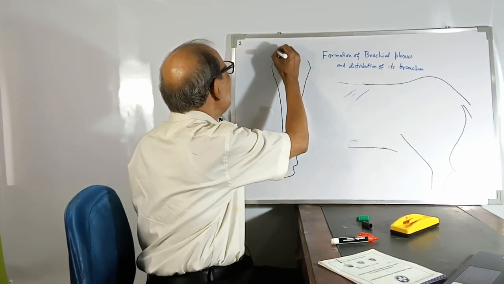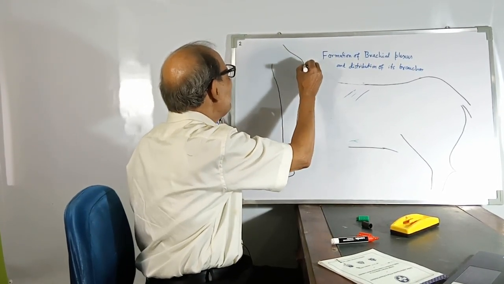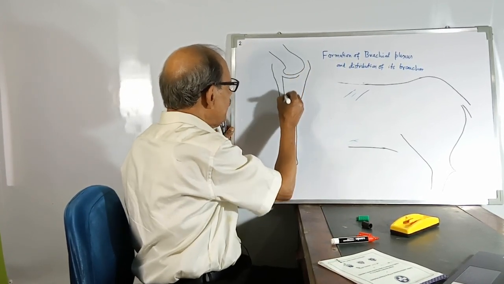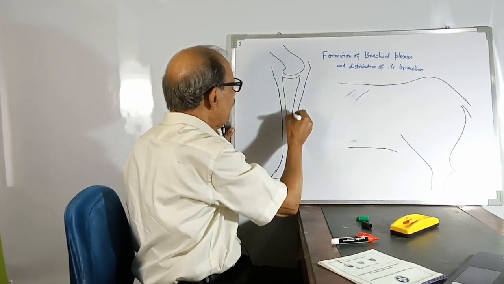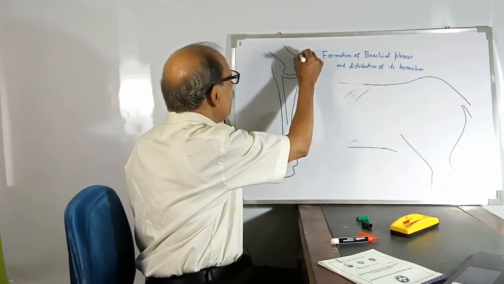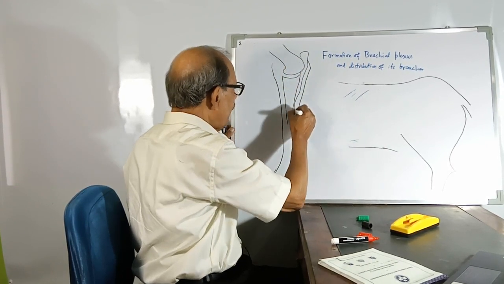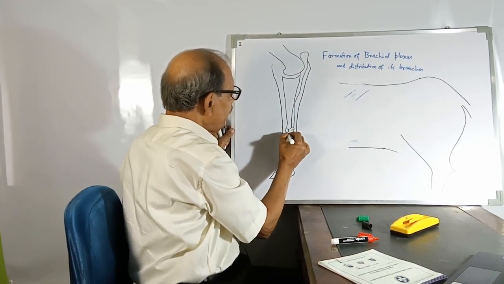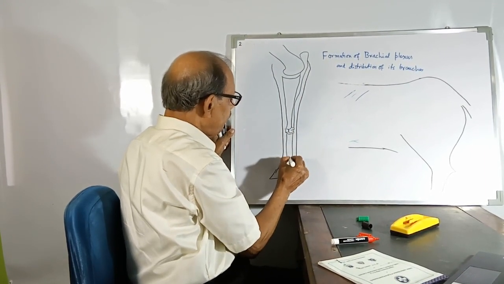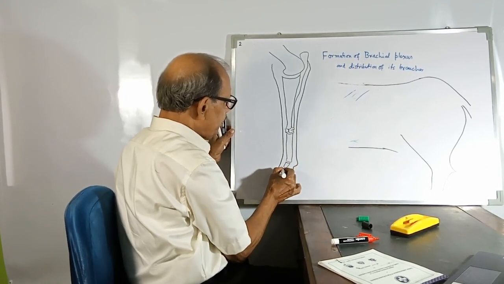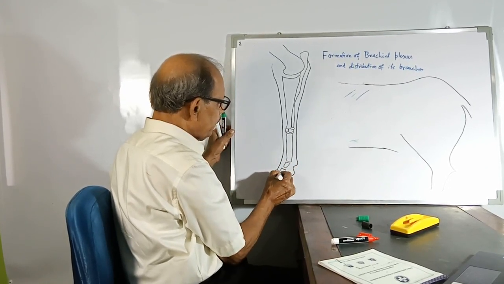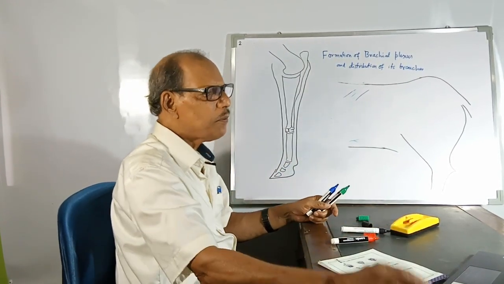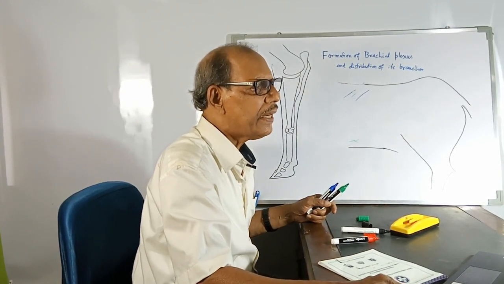Here is the distal end of the humerus. This is the radius. This is the ulna, the carpal bones, metacarpal bone, first phalanx, second phalanx and the third phalanx. So the three nerves which we are getting over here are the radial, median and ulnar.